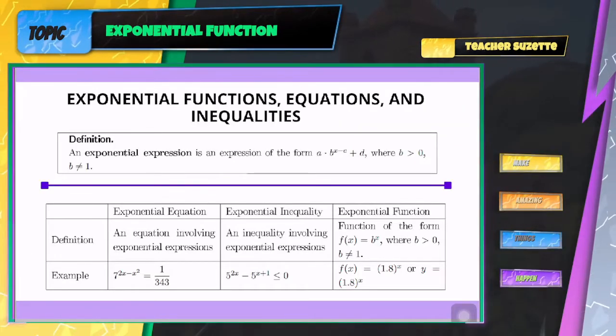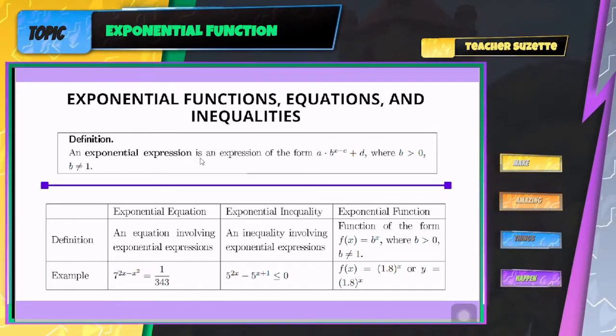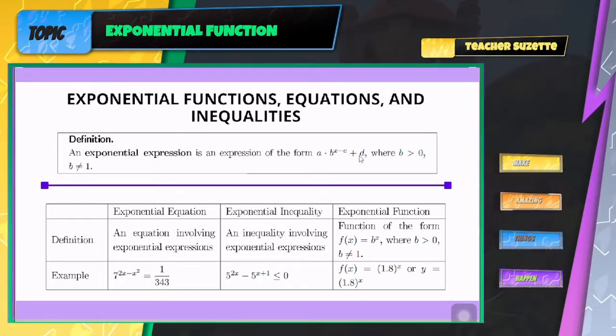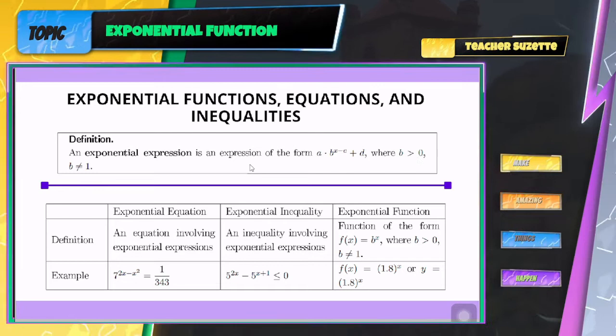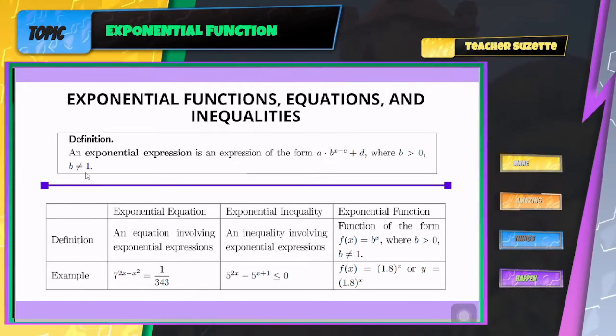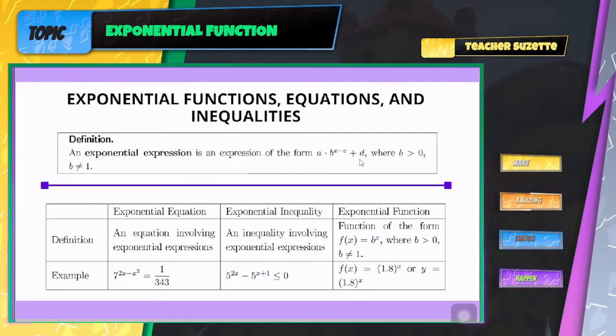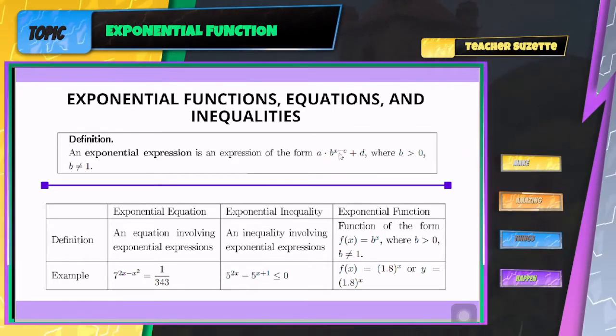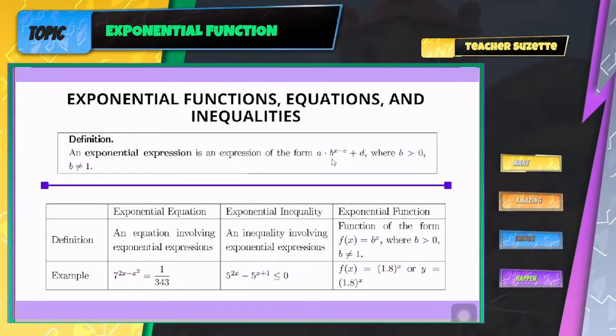First, let's define what an exponential expression is. An exponential expression is an expression of the form a times b raised to x minus c plus d, where b is greater than 0 and b is not equal to 1. Obviously, if we examine the form of the exponential expression, the b that is greater than 0 and not equal to 1 is the base, and you have your exponent raised on the base.